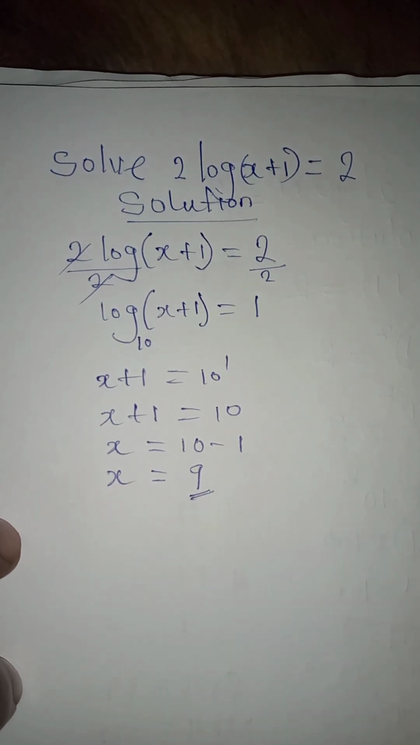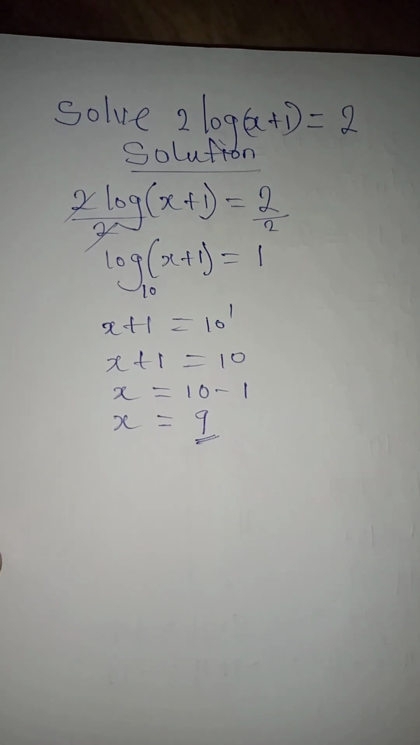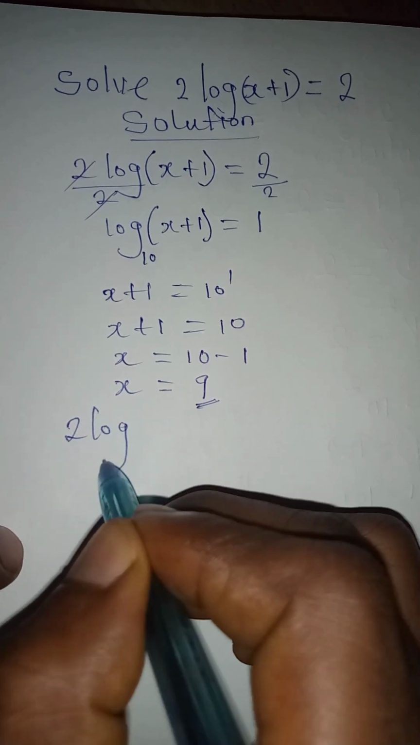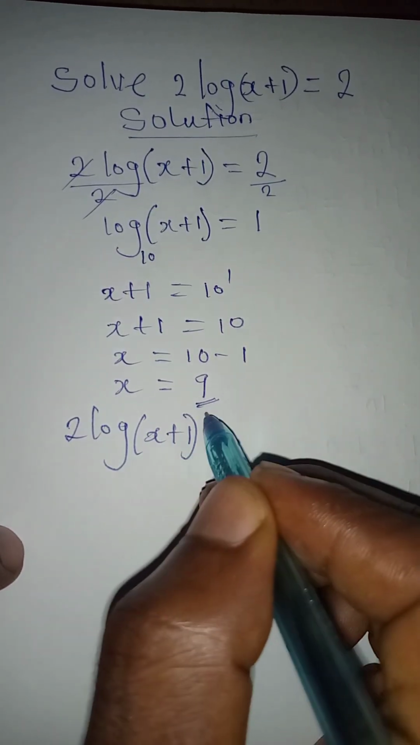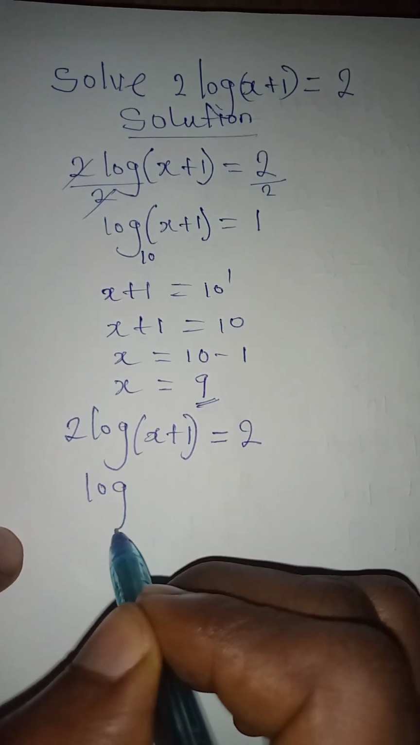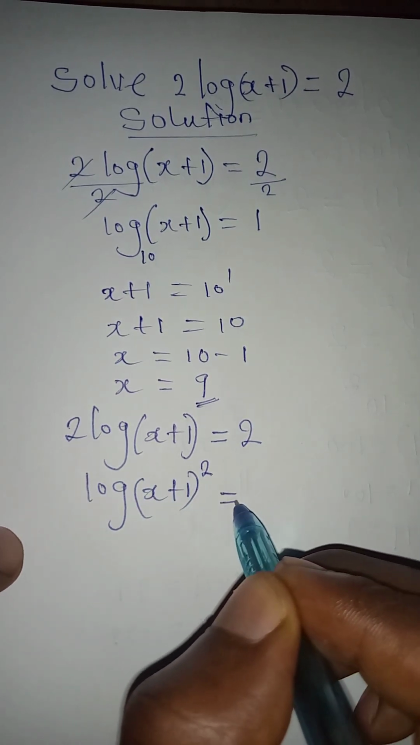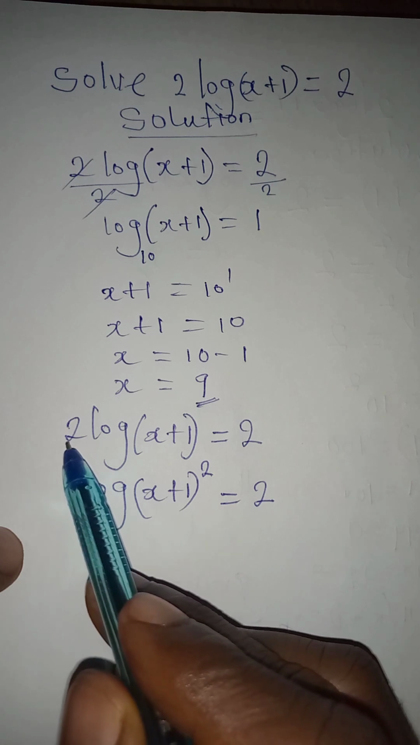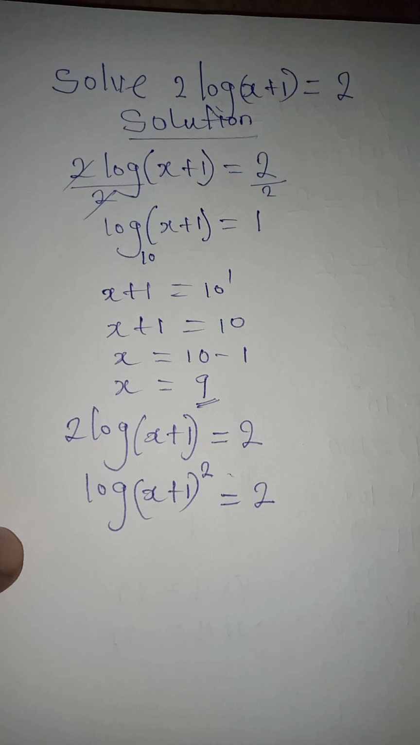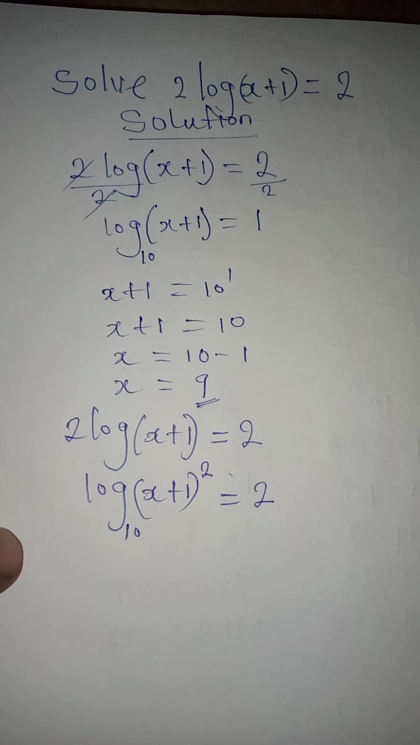This is correct but not fully correct. Now remember that if you have 2 log(x + 1) equal to 2, it means that you have log(x + 1) to the power of 2 equal to 2, because whatever you have in front is actually the power of the log that you have. So now this is what it means, but remember that this is still to base 10.